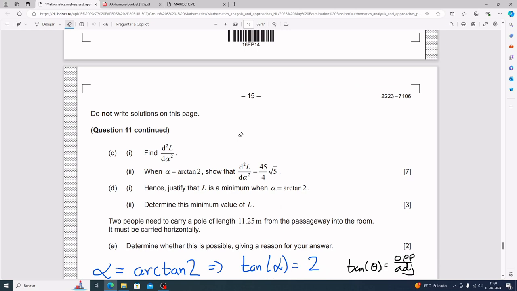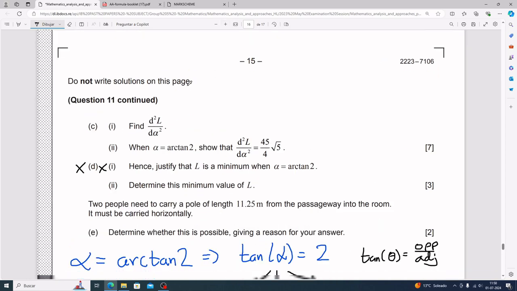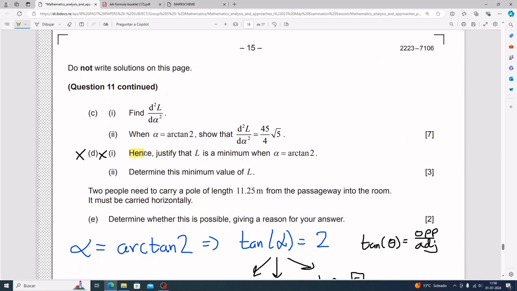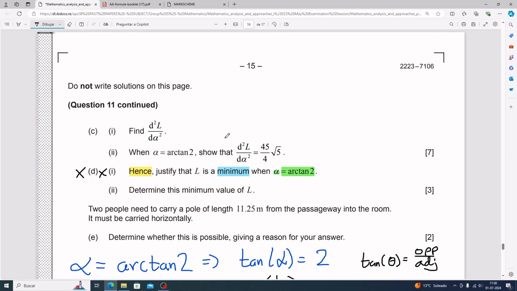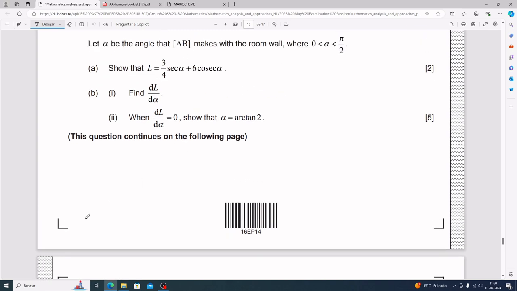Alright, you guys. So now we will go ahead and do parts D I and part D double I. And so for part D I, we need to, hence, this is an important word, so hence, given everything you just found, hence justify that L is a minimum when we have that alpha equals arctan 2. So this has a lot to do with interpreting how derivatives work, how the double derivative works, and stuff like that. And so let me do a quick 101 in regards to that.